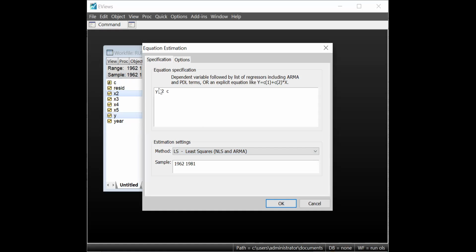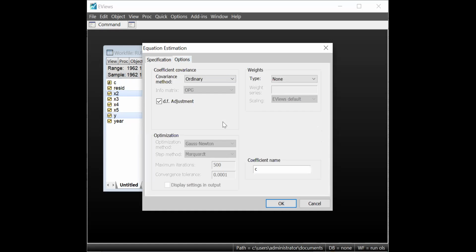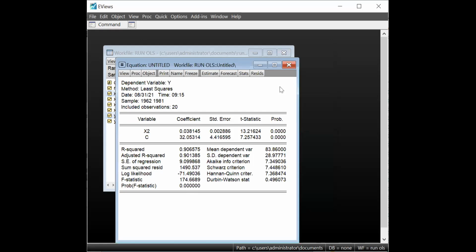So here, y is the dependent variable. In the beginning, we click the first variable chosen, the dependent variable, followed by the independent variable. C is a constant. The option here is ordinary least squares, method ordinary. We only have this type, because only the linear regression model is okay here.